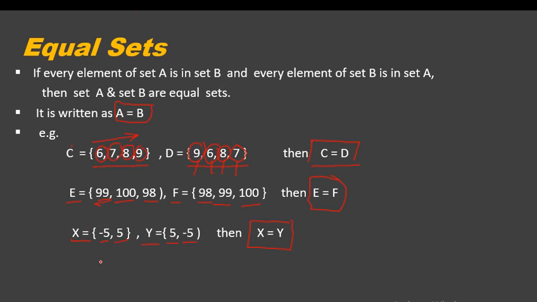Let's take another example. We have two sets here again, set P and set T. In set P we have 3 elements, -1, 0 and 1. In set T also we have -1, 0 and 1. So the elements in both sets are the same. So we say set P is equal to set T. This way we can check whether two given sets are equal or not.